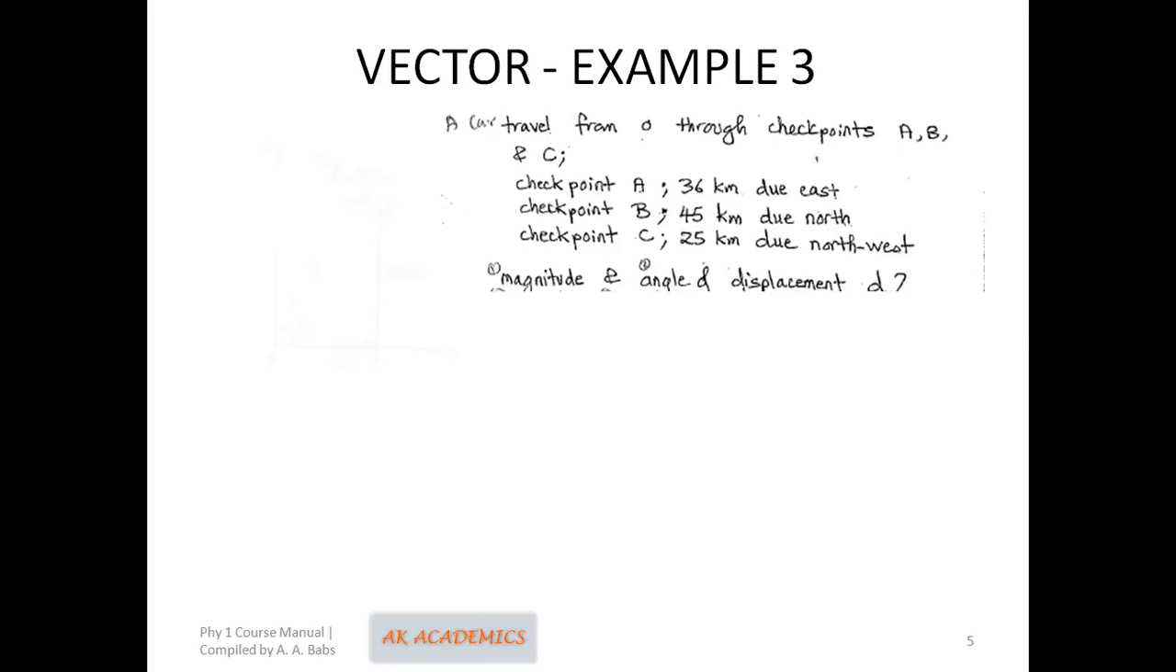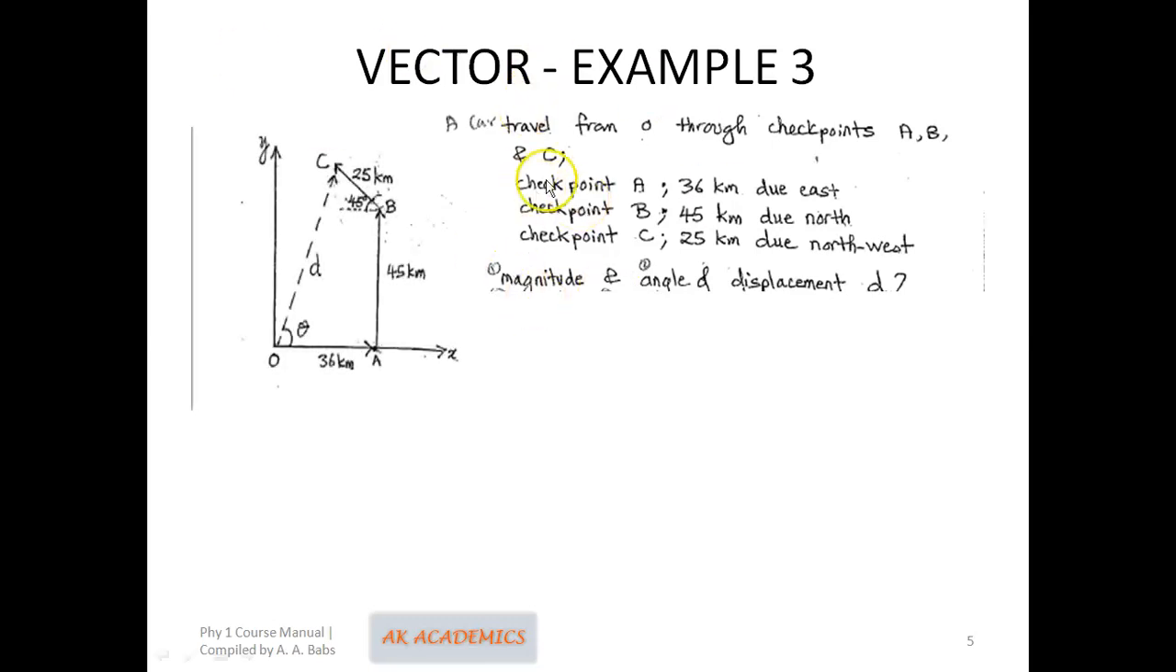So the first thing I would like us to do is to try to represent this question on an XY plane, XY coordinate. Okay, first of all, you do know that our Y axis is vertical, our X axis is horizontal. So they told us that the car moved or traveled from point O through point A, B and C. So if this is point O, the origin here, we represent that as the origin, and then it moved to checkpoint A due east.